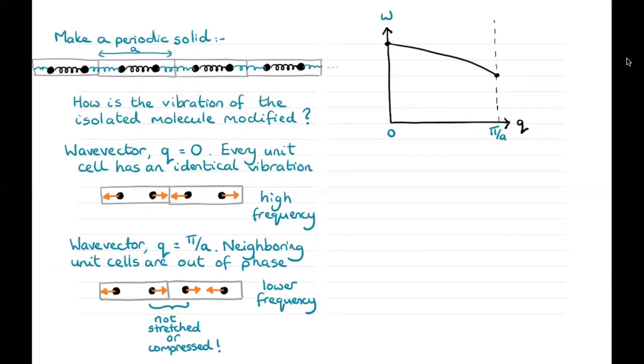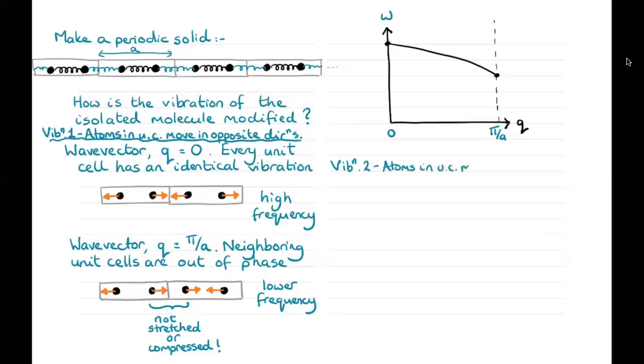Okay. Now, there's another vibration in this one-dimensional solid. We looked in this first example at the atoms in the unit cell moving in opposite directions, and there's a second possible vibration in which they both move in the same direction. So let's call this vibration 1, atoms in the unit cell move in the opposite direction. And now we're going to look at vibration 2, the second vibration, in which the atoms in the unit cell move in the same direction.